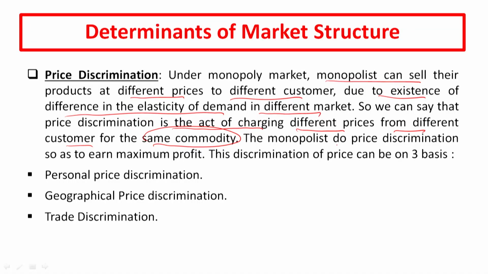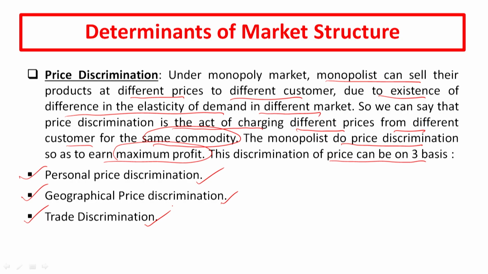The monopolists do price discrimination so as to earn maximum profit. Now this is very important. Why do we do such price discrimination? The objective behind this is to earn maximum profit. This discrimination of price can be on 3 bases: personal price discrimination, geographical price discrimination, and trade discrimination. Personal price discrimination means price discrimination on the basis of personal individuals. Geographical price discrimination means on the basis of geographical areas, and third, trade discrimination, means on the basis of trade.